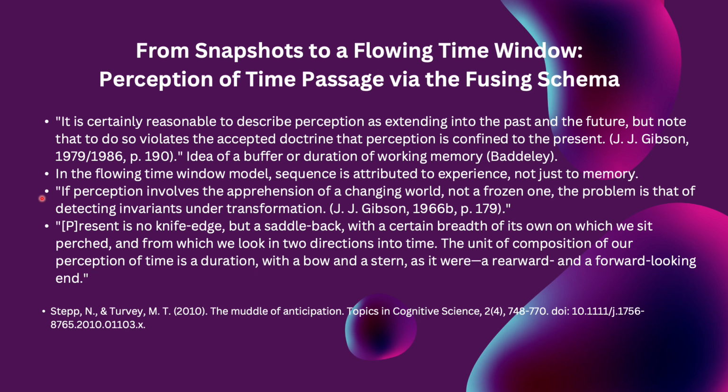It also says here, if perception involves the apprehension of a changing world, not a frozen one, the problem is that of detecting invariance under transformation. He also says the present is no knife edge, but a saddleback with a certain breadth of its own on which we sit perched, and from which we look in two directions into time simultaneously. The unit of composition of our perception of time is a duration with a bow and stern, as it were, a rearward and forward looking end.